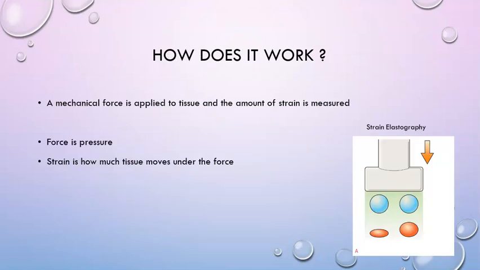So how does it work? Well, we apply a force of some kind, and then we measure the amount of strain that is produced in the tissues. So if you have hard objects, when you apply your strain force downward, they're not going to change much, but a soft object will change considerably. So strain is how much these objects change under force.